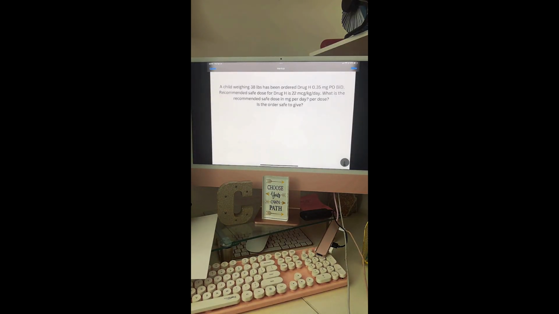A child weighing 38 pounds has been ordered drug H, 0.35 milligrams. You like my keyboard? I got it on Amazon. Thank you. What was I saying? 0.35 milligrams by mouth twice a day. Recommended safe dose range is drug H, 22 micrograms per kilogram per day. What is the recommended safe dose in milligrams per day? What's the milligrams per dose? And is the order safe to give?